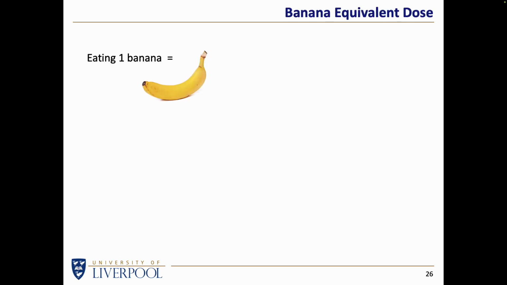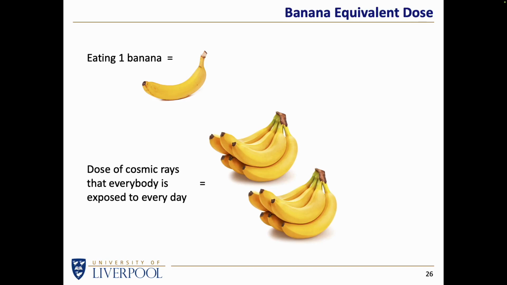So for instance, if eating one banana gives you one banana equivalent dose, then you can say, well, how much are we receiving? Every day of our lives, we receive a dose of radiation from cosmic rays. Doesn't really make a lot of difference if we're inside or outside. It would only make a difference if we went a mile underground to shelter from cosmic rays. So in terms of the banana equivalent dose, how much is a dose of cosmic rays that everybody gets every day? The equivalent is approximately 2 hands of bananas. So in other words, you're actually getting the equivalent of 10 or 12 bananas.